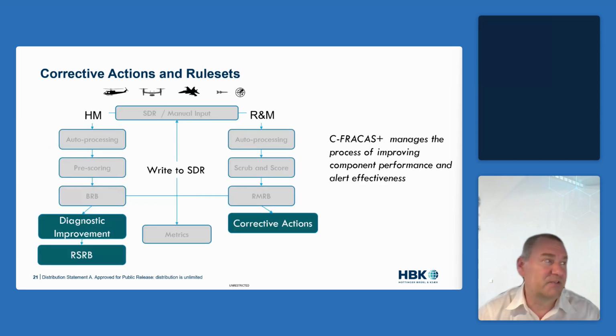Okay, a lot of details about the R&M data and the HM data and how we pull those things together, how we tie them together. The other aspects of the CFRACAS system that are important, listed here, really are what do you do about it? What steps do you take? And we have corrective actions within CFRACAS to really manage the overall process of change and improvement. And we have what's called an RSRB process that describes how we actually use that diagnostic information to affect or change the maintenance that's being performed. And I'll tackle these two things separately.